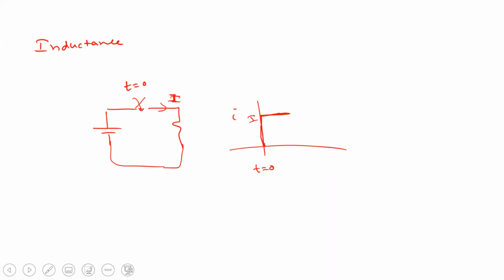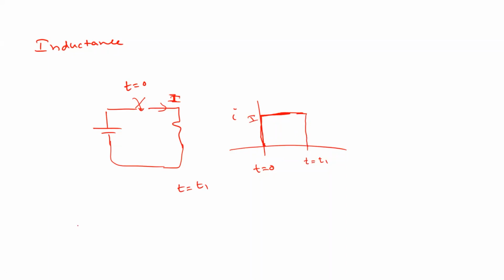So when you remove the switch, say for example at t equal to t1, what will happen to the current? The current is zero in the circuit. The current will instantly reduce to 0, right?